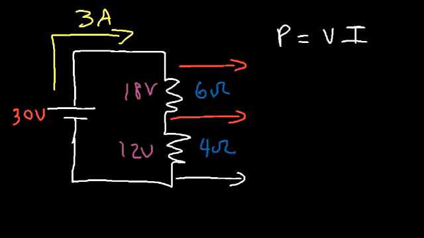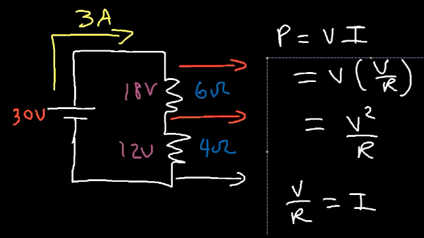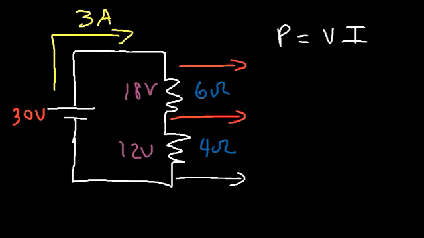Now, since V equals IR, if we solve for I, V divided by R is I, from Ohm's law. So we can replace I with V over R. So another form of the equation is V squared divided by R. So we're going to use the different forms of that equation to calculate the power. So let's find the power delivered by the battery. The battery has a voltage of 30 volts and it delivers a current of 3 amps.